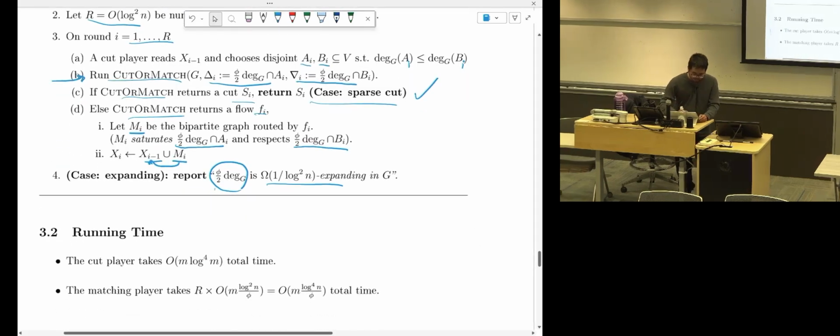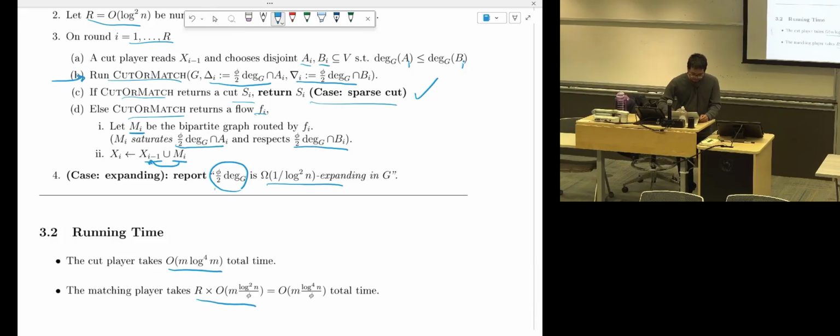And the running time: this is the run time for the cut player, and the run time for the matching player is this one, because you have R rounds, and in each round you use cut or mesh, which takes this much. You can improve it to 3, but yeah.